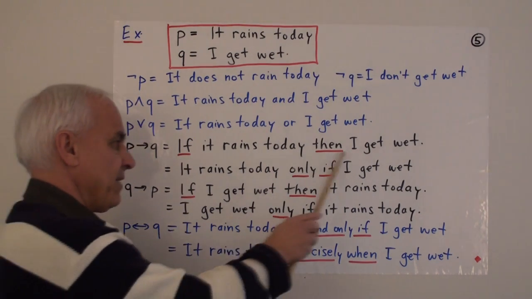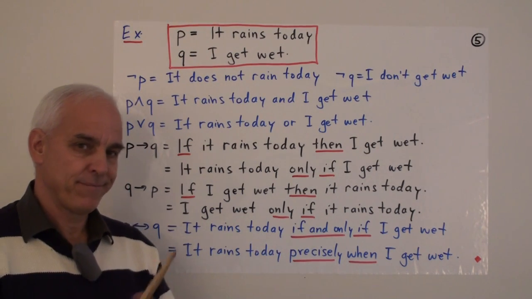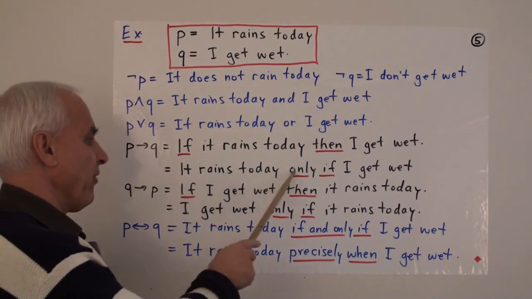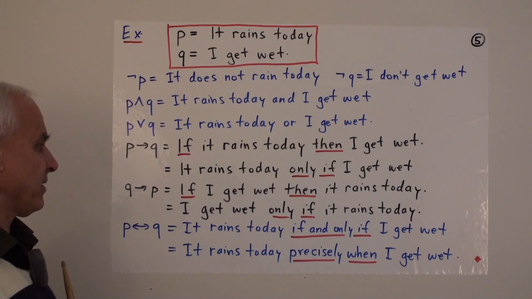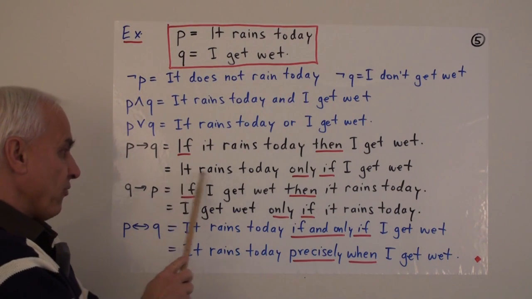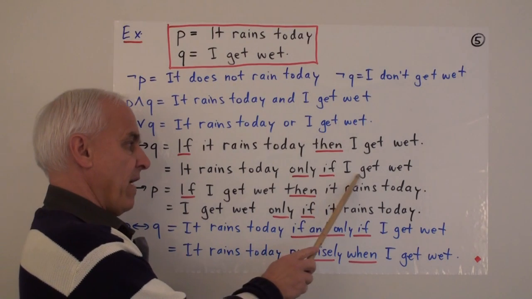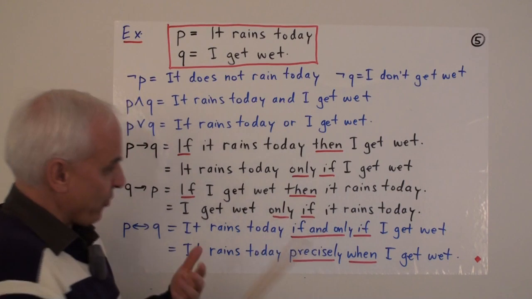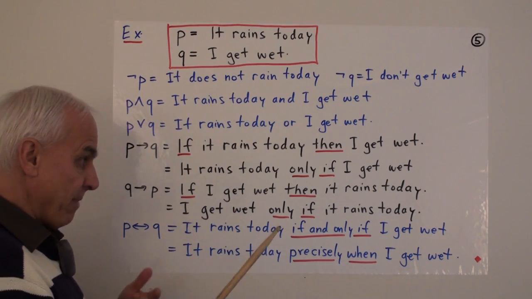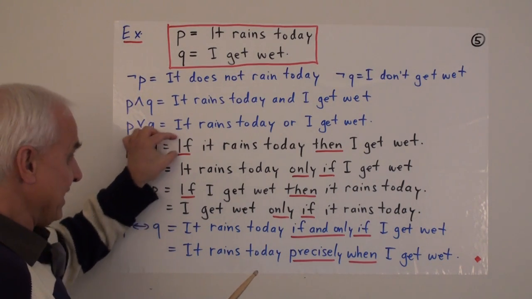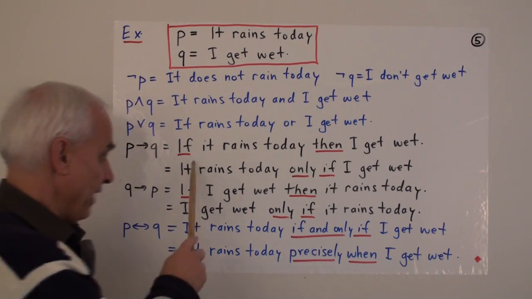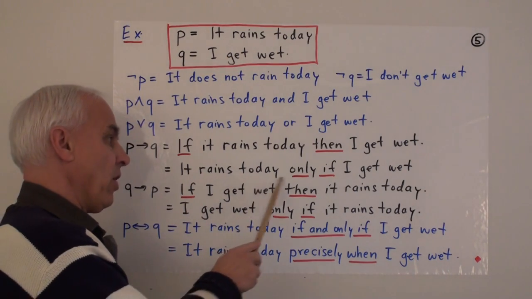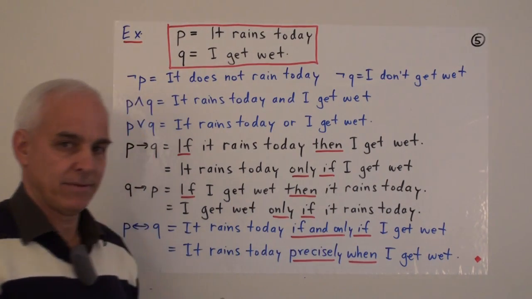Here's another way of saying this statement, another way of phrasing it in English, which is a little bit more cumbersome, but it's still important to understand it. It's, it rains today only if I get wet. This is a more awkward statement in English, but mathematically it's important to recognize that it means the same thing as this. If it rains today, then I get wet is the same thing as it rains today only if I get wet.